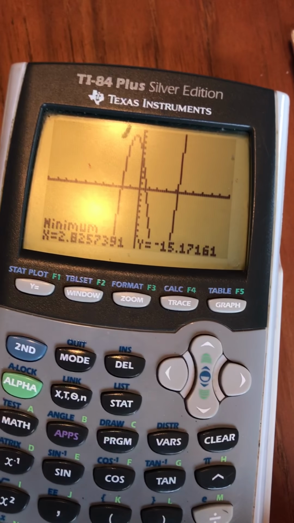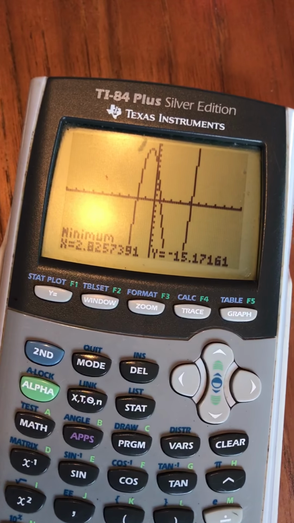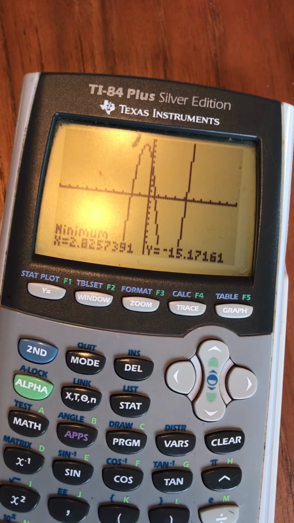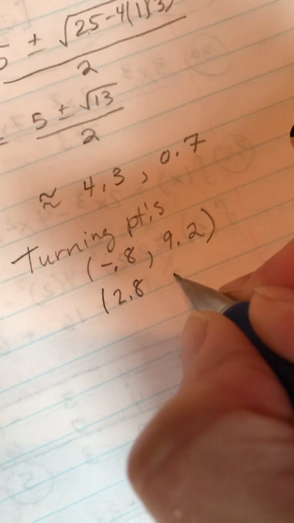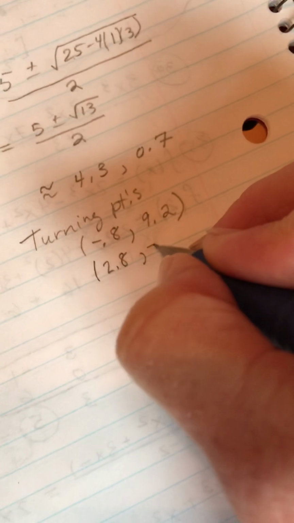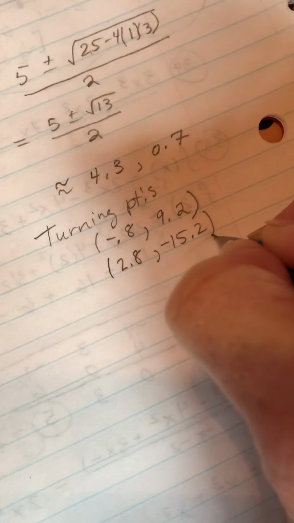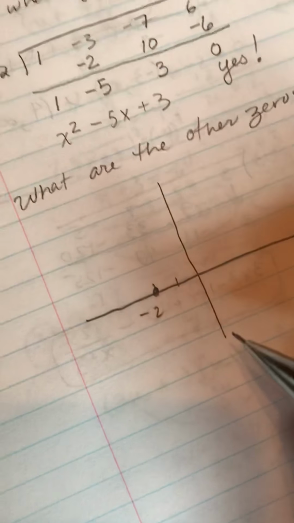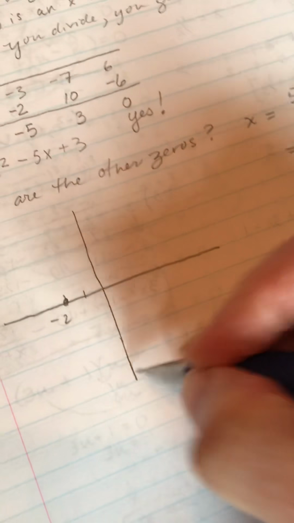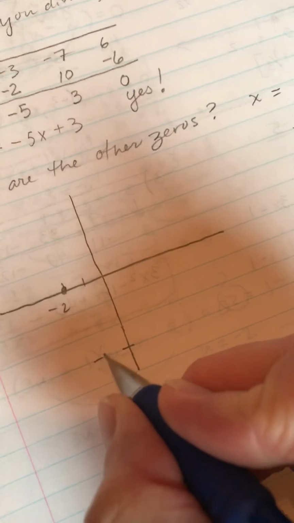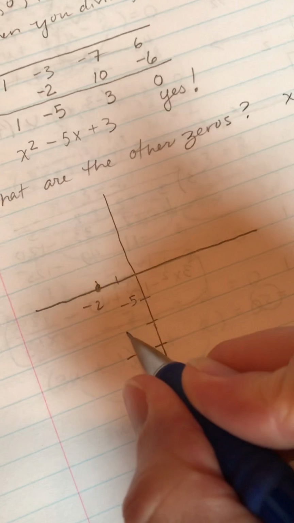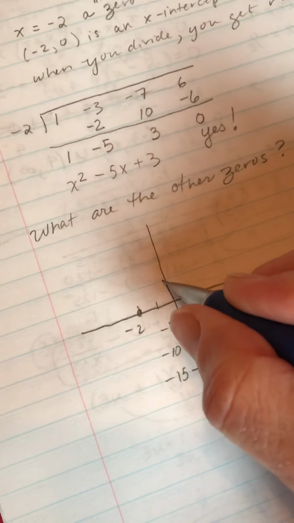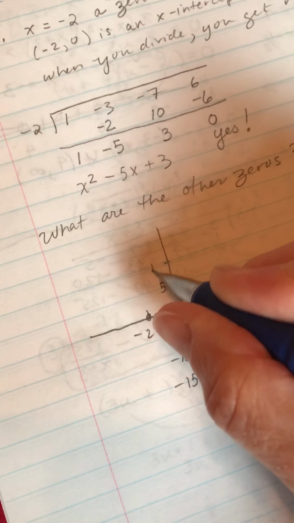And there's the approximation, 2.8 and -15.2. Okay, so that's our other turning point. So I'll say two turning points: (-0.8, 9.2) and (2.8, -15.2). So you can see we need to scale our axes so they go down at least to -15.2. So I'll scale this y-axis by 5s here, and then we can get a good picture of this polynomial.